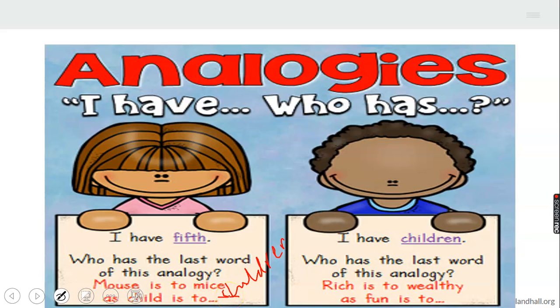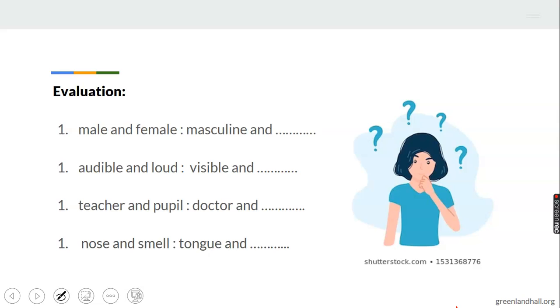Okay, now come here. I have children. Now, who has the last word of this analogy? Rich is to wealthy as fun is to what? Rich is to wealthy. That's synonyms. Rich, the same word, synonyms. Rich is to wealthy as fun is to play. Fun is to what? Play. When you play, you have fun. Fun is to play. Now, let's quickly go to the evaluation page.